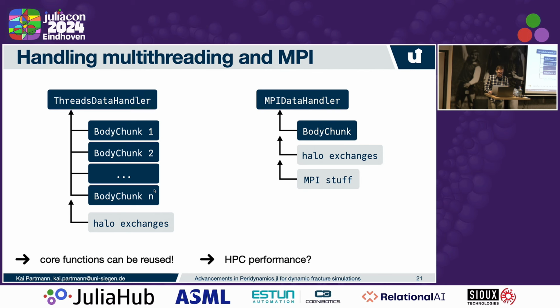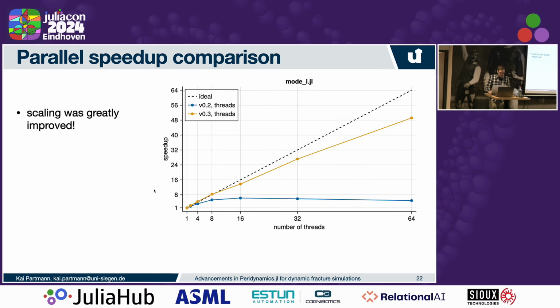So how does this internal structure change the HPC performance? You can see the scaling of multithreading in the current version was greatly improved, and not only because of this data structure, but also strongly because of thread pinning. There is a great package to pin threads to specific cores or NUMA domains on a cluster. You can look it up. There was a great talk at last year's JuliaCon. It's a package from Carsten Bauer.